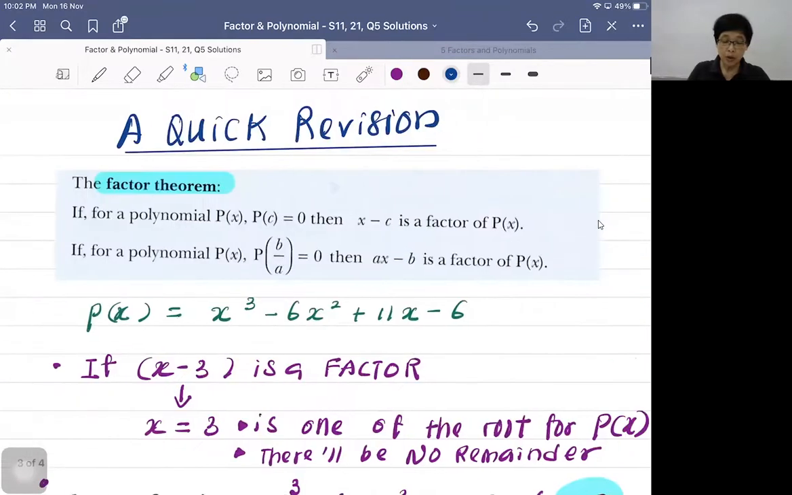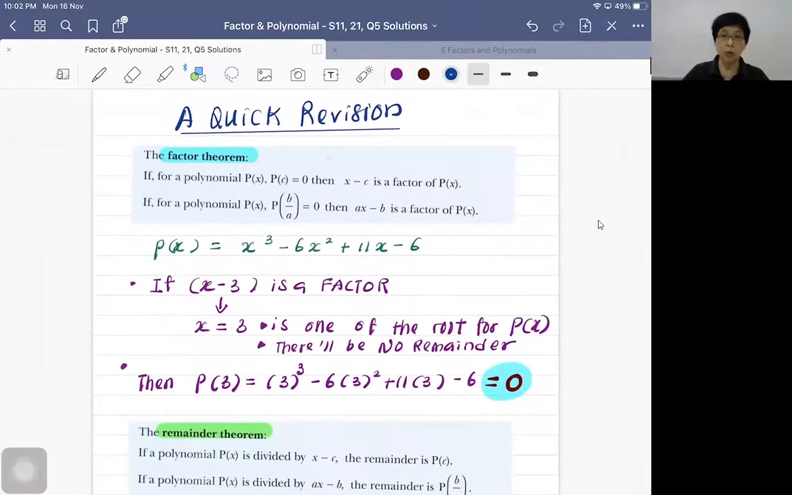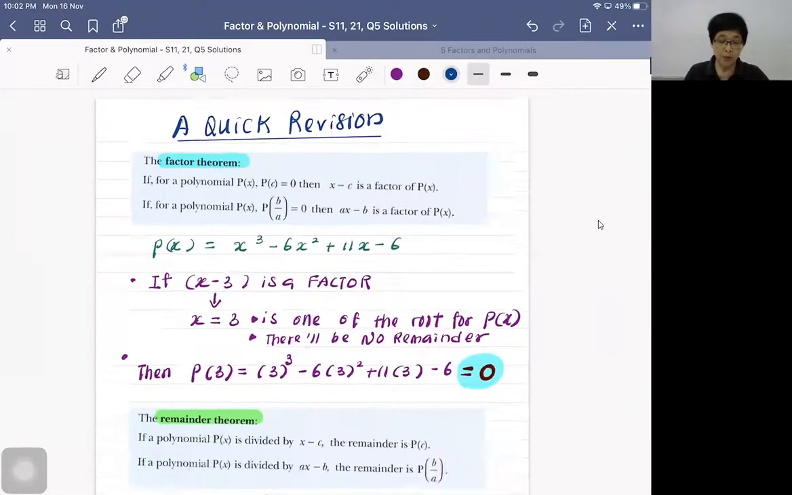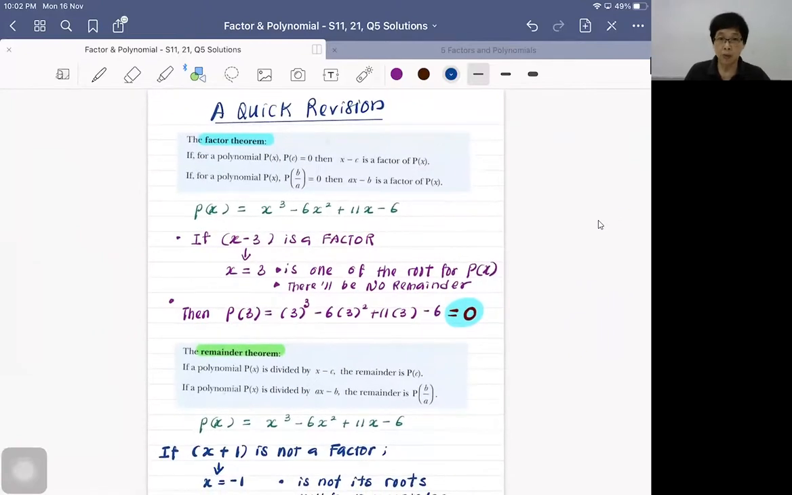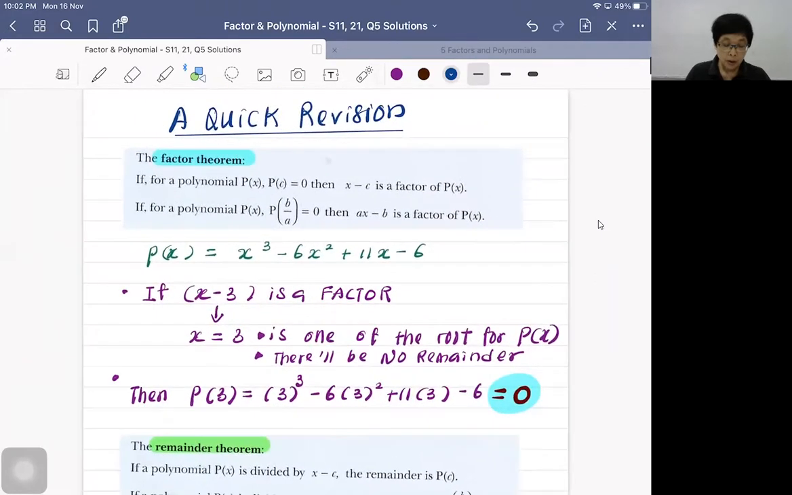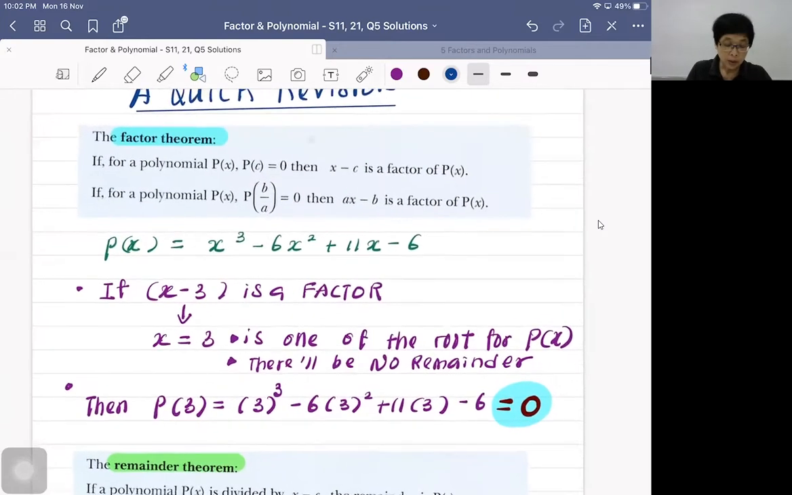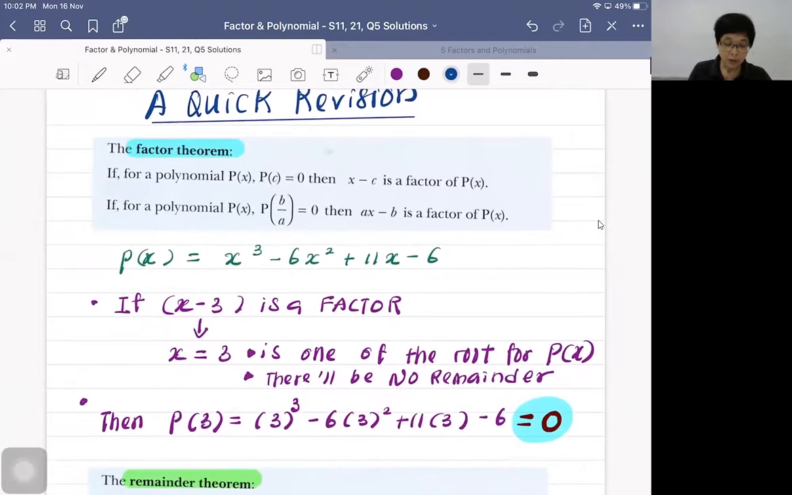As usual, before we hop into the question, let's take a quick tour over the main ideas of this topic. As shown in this slide, there are only two key ideas. The first one is called the factor theorem. The second one is the remainder theorem. Let's take a quick tour of what each of them means.